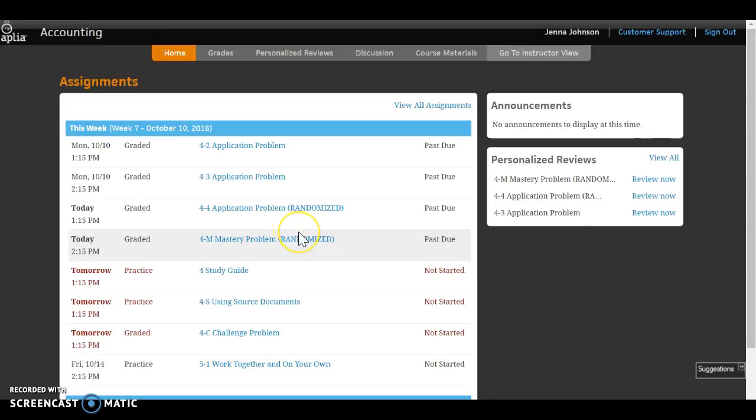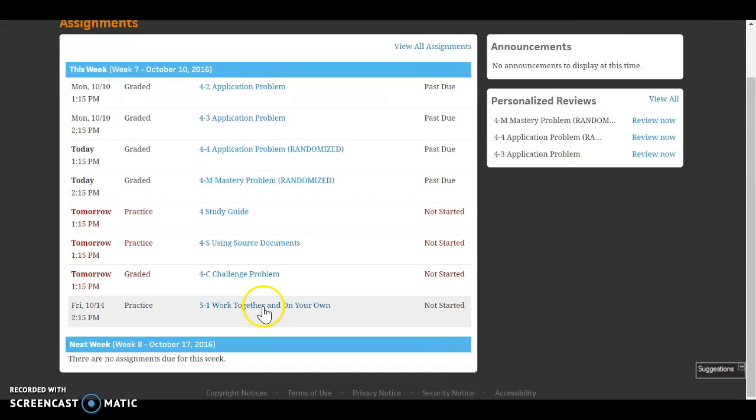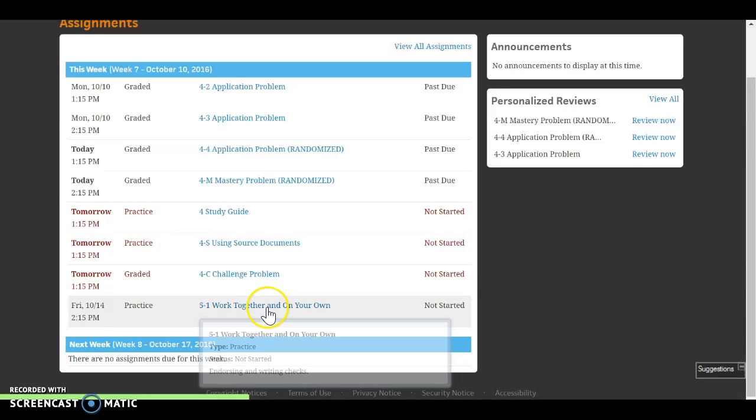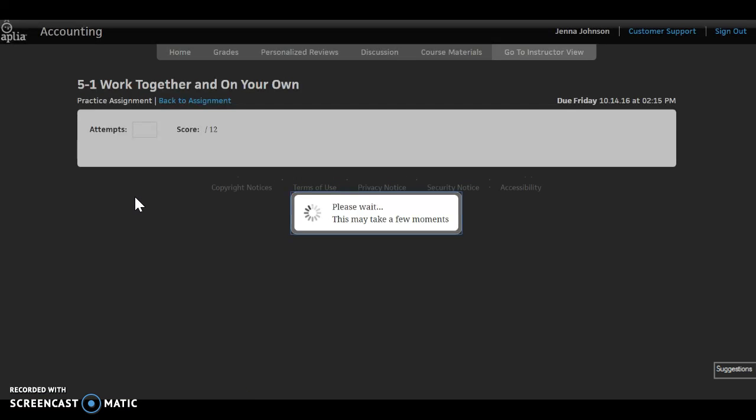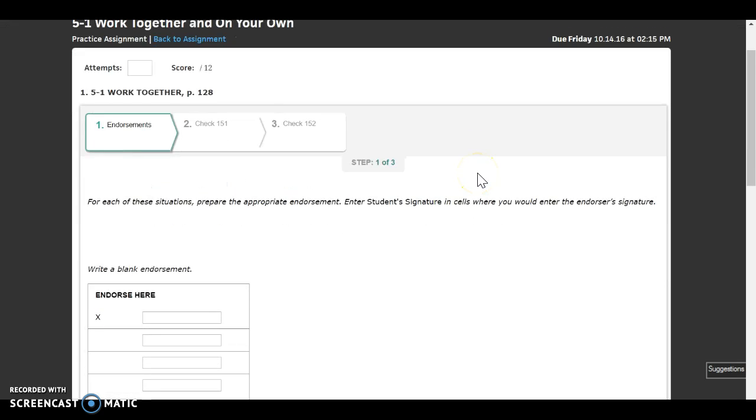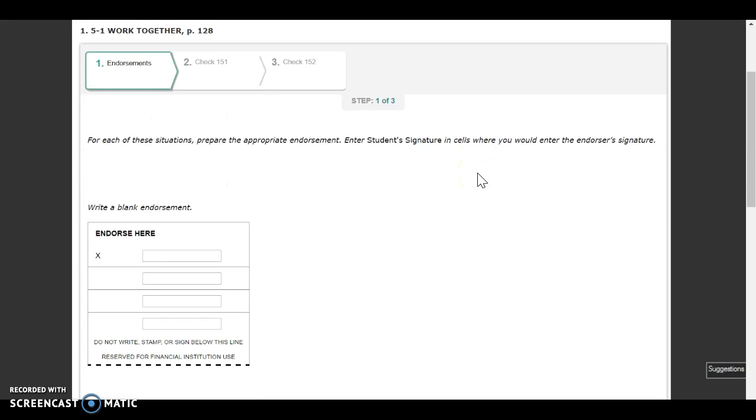We are moving on to 5.1 Work Together. So go ahead and go into your Aplia pages. We're going to open up the Work Together. All right, in our first part, we're going to do our endorsement.